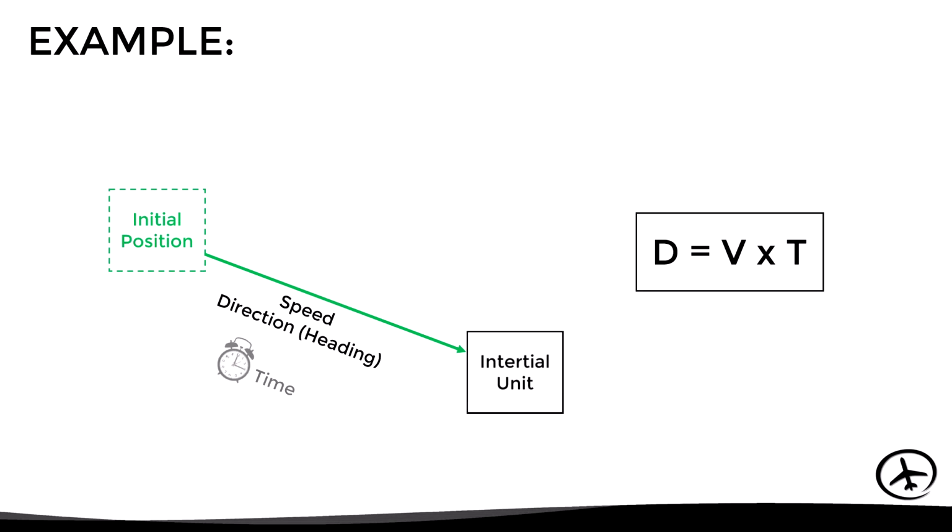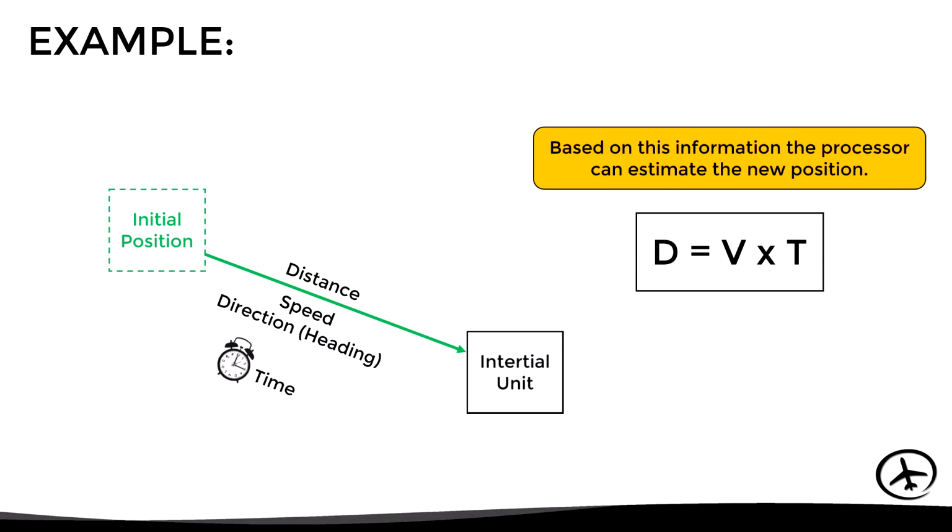With this information, and based on the time it took for the unit to move to this new position, the processor can calculate the distance traveled. Now, since we know the heading and the distance traveled in relation to the initial position, the new estimated position of the aircraft can be determined. And basically, this is the way inertial navigation systems work.